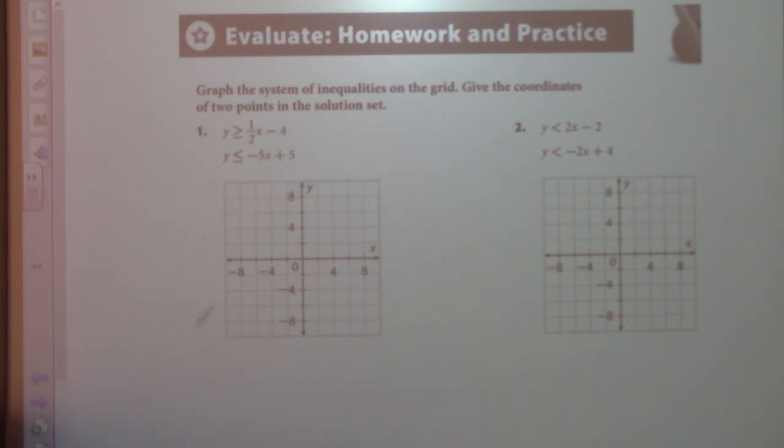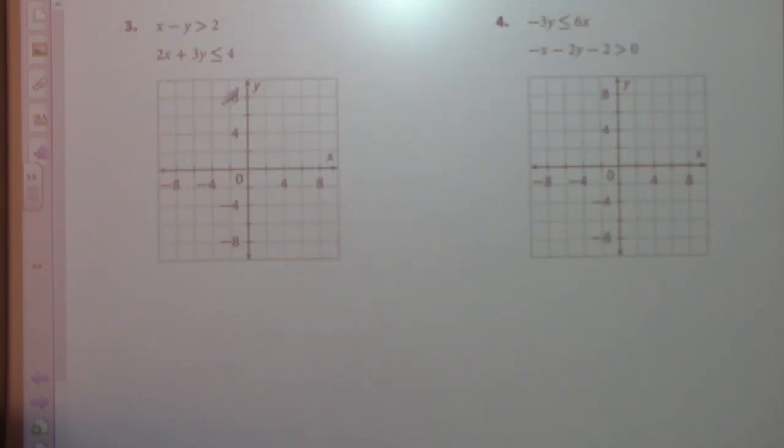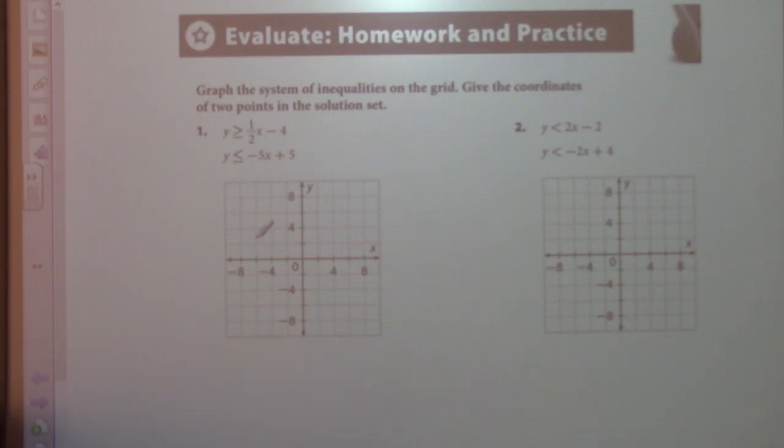What I'm going to do with this number one is, as a demonstration for the class, show you what I would do for this one. For problems 1 and 2, we have these inequalities that are in slope-intercept form. If you look down starting with problem 3, you have a different form you have to work with. But let's look at 1 and 2 here. For the first one, we have y is equal to and greater than. So what kind of line are we going to draw for the first one here?